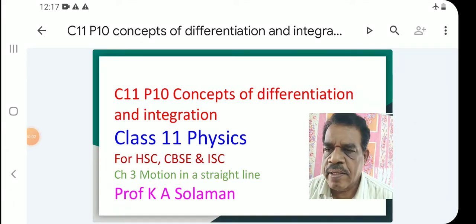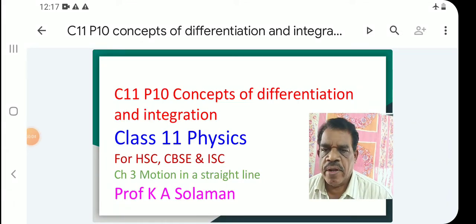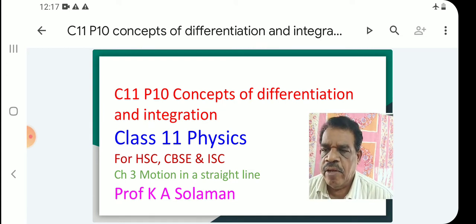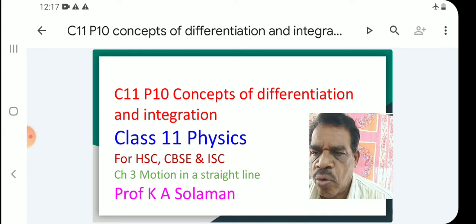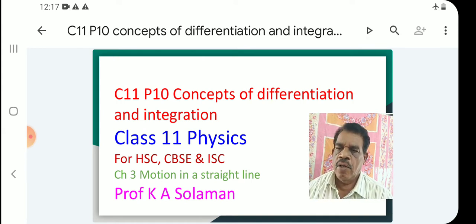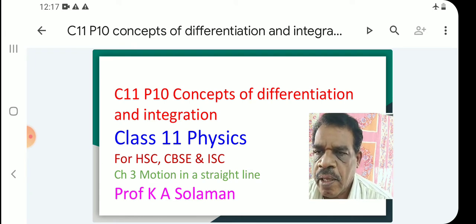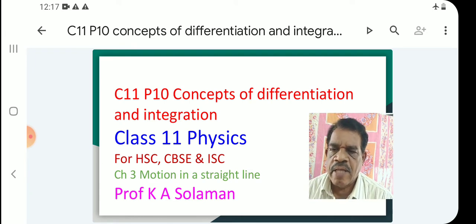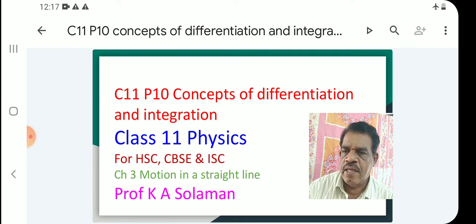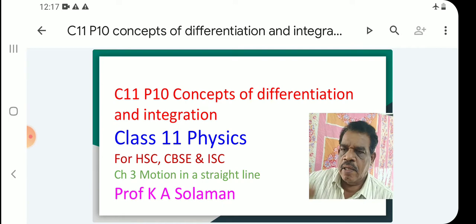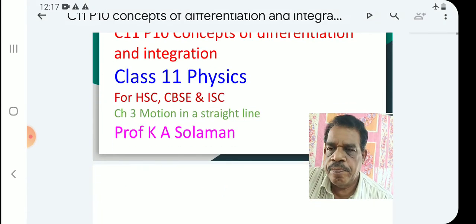Welcome to class 11 physics for HSC, CBSE and ISC students. And we are seeing chapter 3, motion in a straight line. Today we continue with the concepts of differentiation and integration, the basic concepts of differentiation and integration. This is a continuation from the previous class, class number P10.